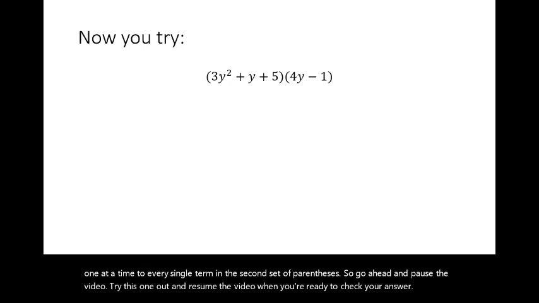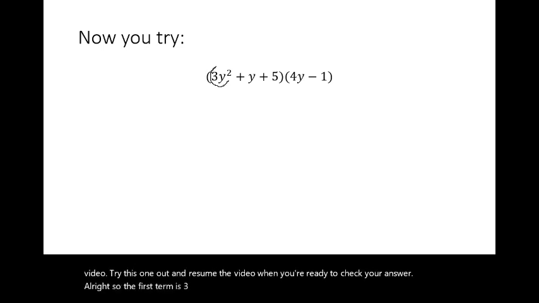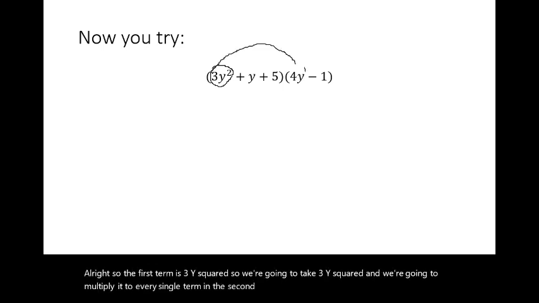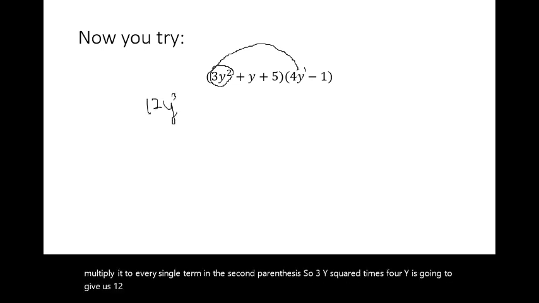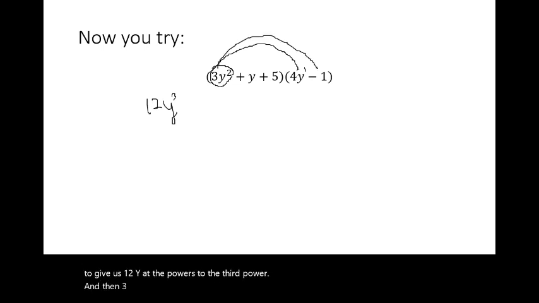All right, so the first term is 3y squared. We're going to take 3y squared and multiply it to every single term in the second parentheses. So 3y squared times 4y is going to give us 12y, add the powers, to the third power. And then 3y squared times negative 1 will give us negative 3, leave the y squared alone.